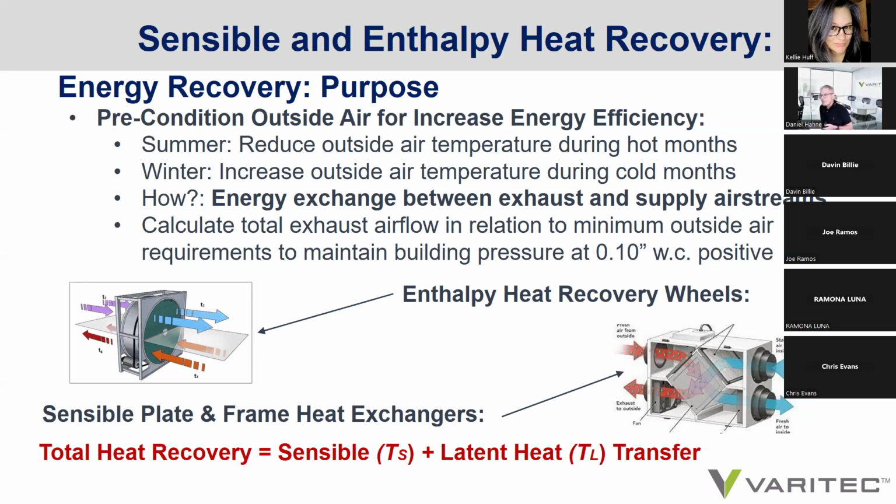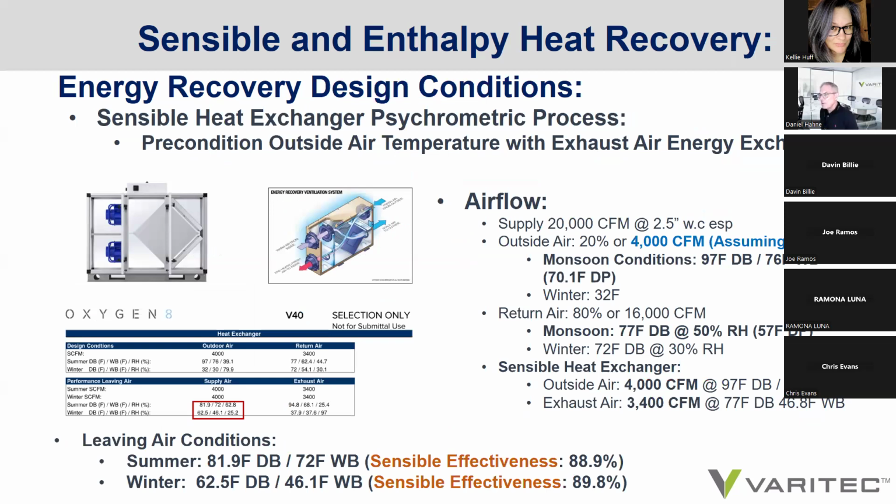So there are two methods for doing that. There is a method of enthalpy, whereby a heat exchanger, in this case shown as an enthalpy wheel, actually transfers both sensible thermal energy and latent energy from the exhaust airstream to the supply airstream. And then there is sensible only heat recovery, where only thermal energy is transferred. So we're going to examine both of them and how those processes look on the psychrometric chart.